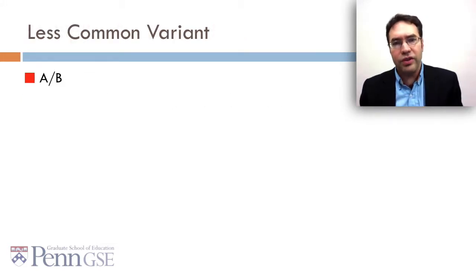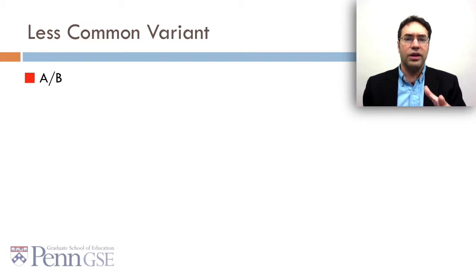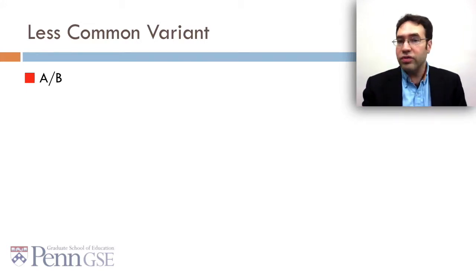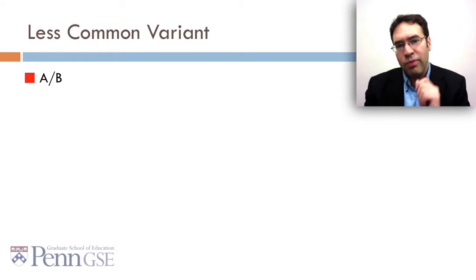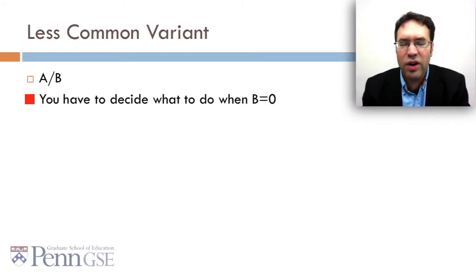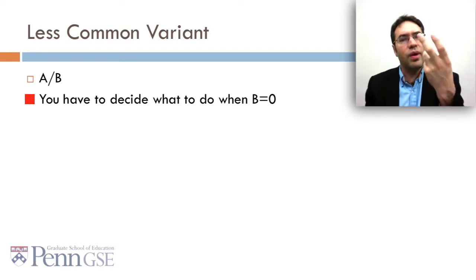A less common variant that you'll sometimes see is A divided by B, and you do that for all possible combinations. Of course, there's one challenge with that you don't get with multiplicative, and that's that you have to decide what to do when B equals 0. And sometimes people will just treat it as missing, sometimes they'll just treat it as 0.